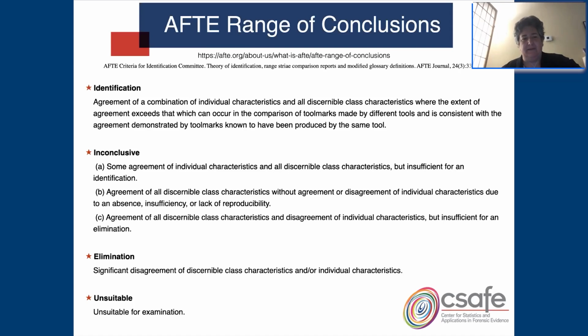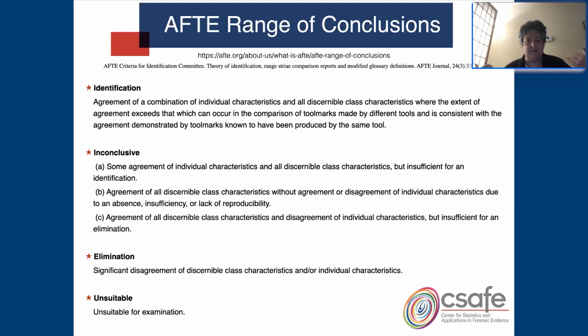We have identification on the one side. That would mean that 2 items match both in class characteristics and in individual characteristics, to an extent of agreement that exceeds that which can occur in the comparison of tool marks made by different tools. So there's an agreement in individual characteristics.